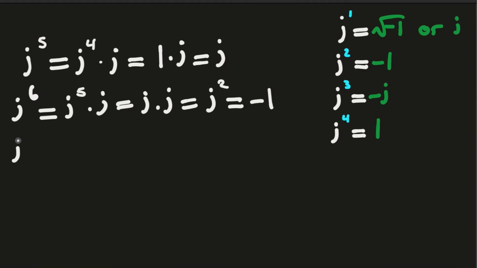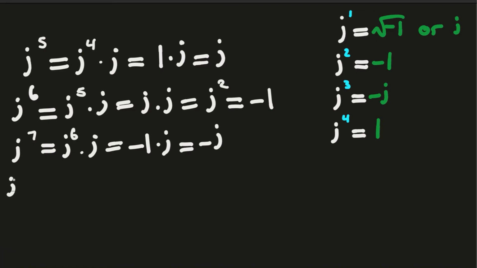And you will notice soon that the powers simply repeat when you keep raising it. So for instance, I to the seventh is simply I to the sixth times I. We know that I to the sixth is negative 1, and I is simply I, so we're left with negative 1 times I. In other words, negative I, corresponding to I to the third power.